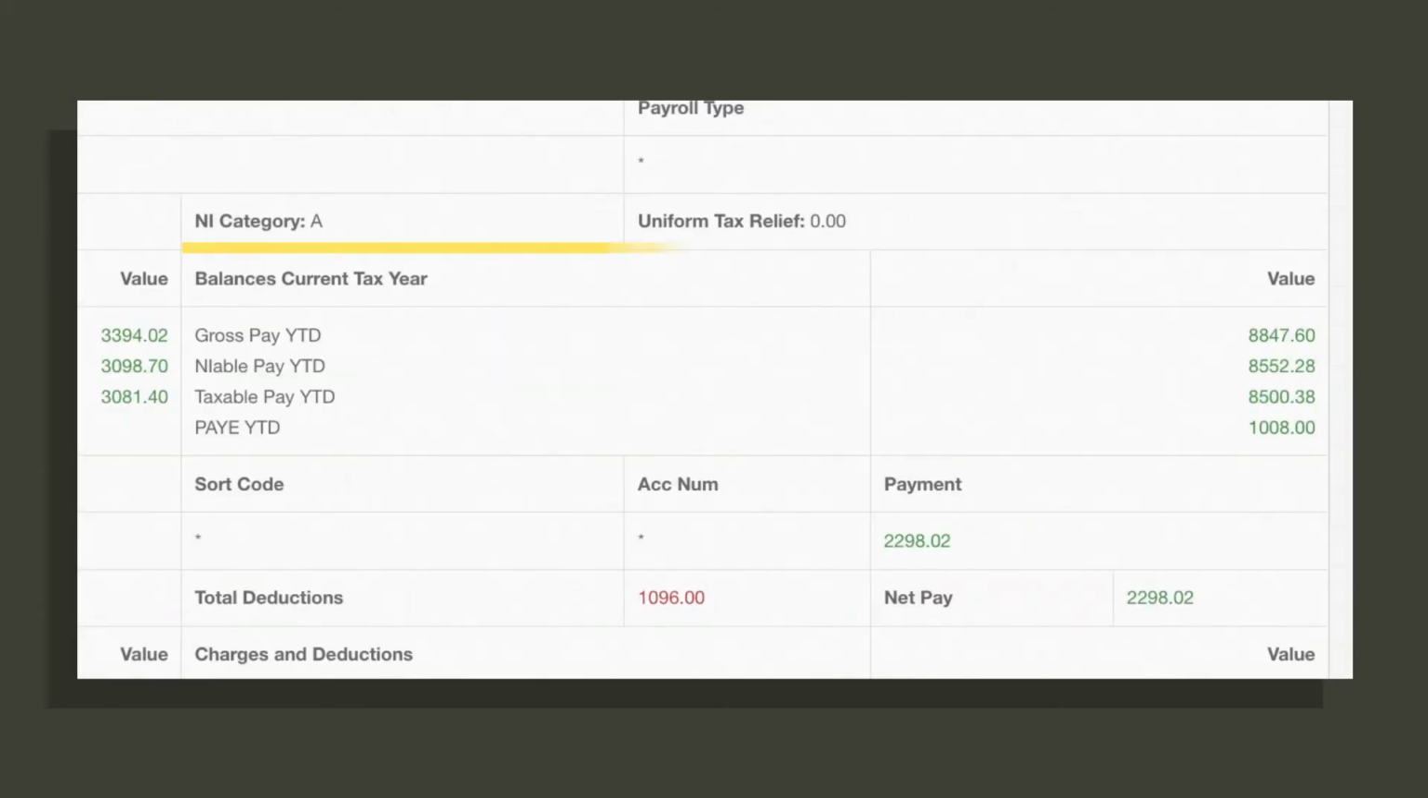Next to that is balances current tax year. This is the same as the previous bit, but instead of just that pay period, it's year to date. Just remember that it means financial year, which starts in April. It also shows you how much income tax you have paid year to date as well.